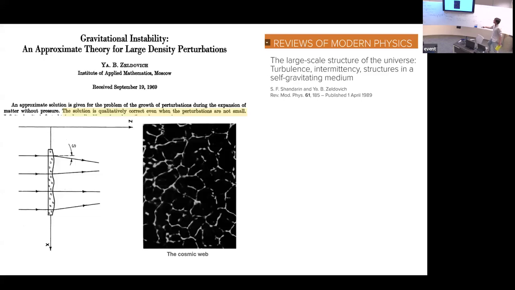And so, you know, this is his original paper. And then with Shandaran, who was one of his students, in 1989 they wrote this really beautiful review of modern physics, where they connect the large-scale structure of the universe to turbulence and many other fluid dynamical effects. And first in the abstract, Zeldovich already says the solution is qualitatively correct even when the perturbations are not small. So this is something very important.